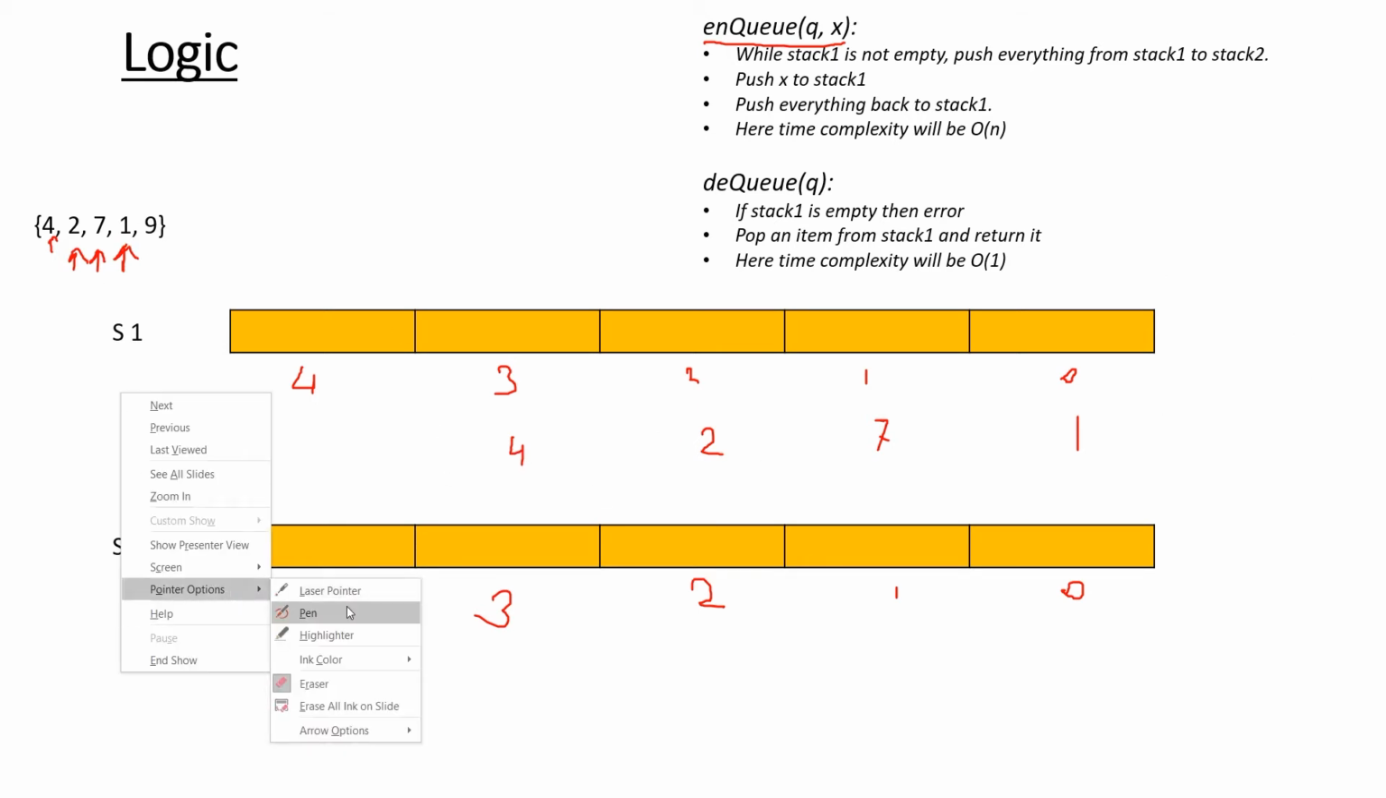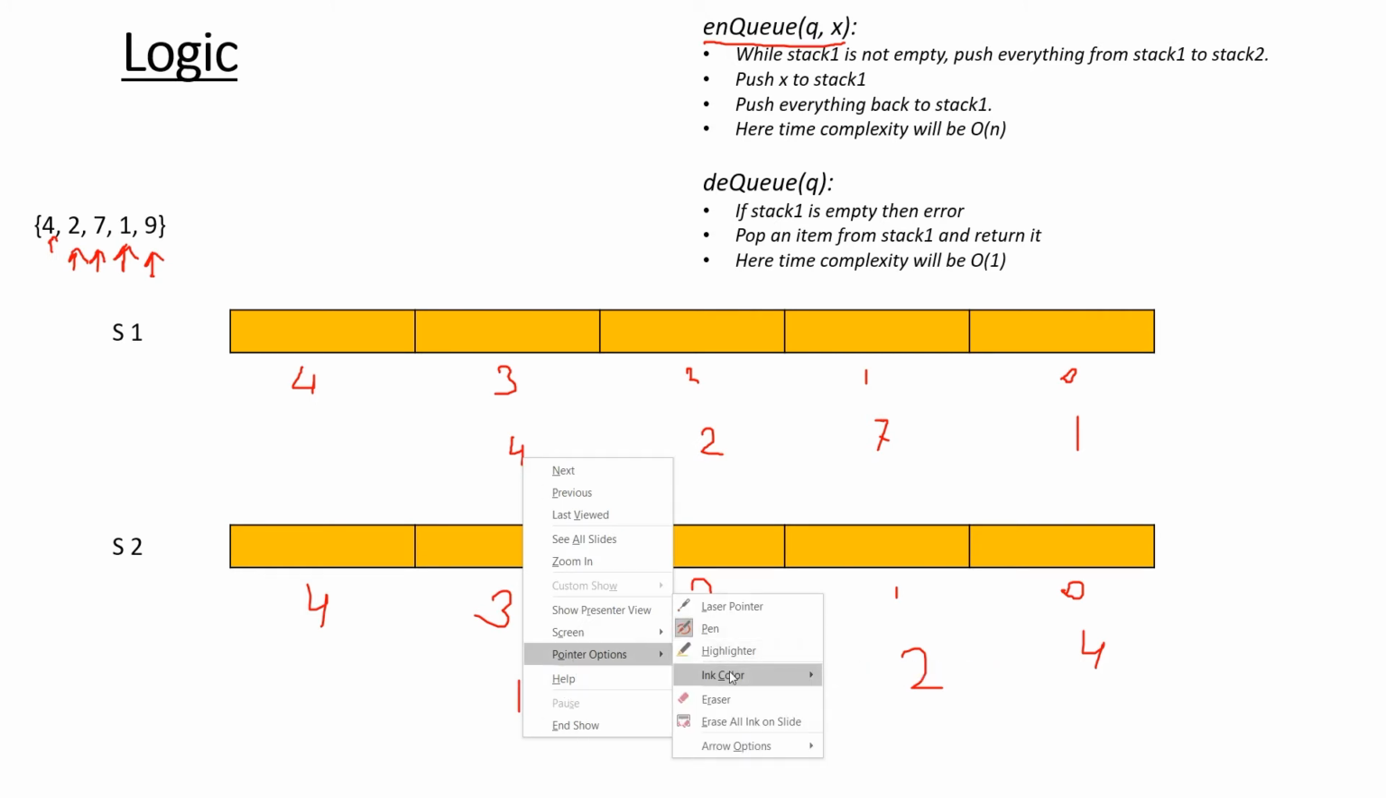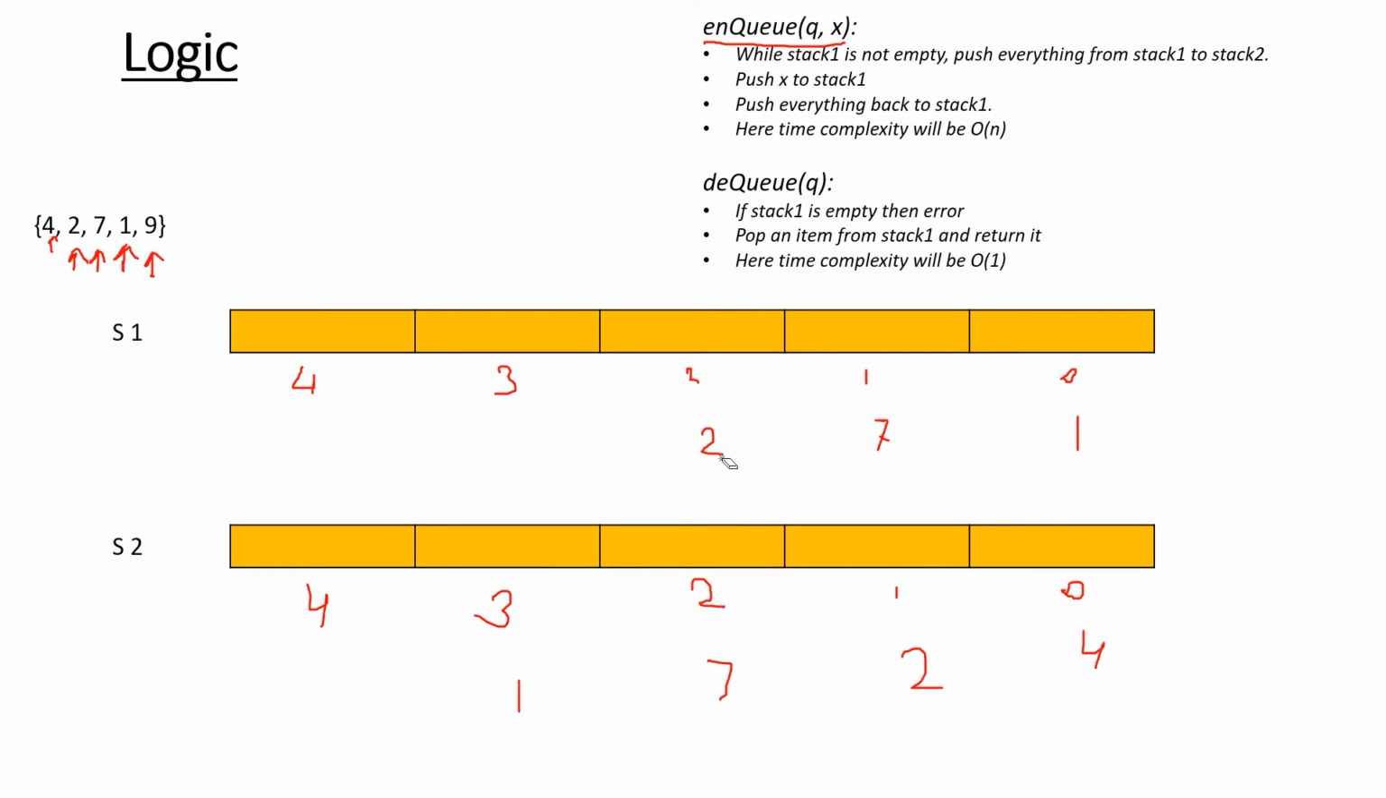Now again, let's insert one more element, which is 9. So before inserting, we have to put these elements here. So 4 will come here because this is the element we inserted last, right? So 4 will come out first. So 4, then 2, then 7, then 1. And these things will get deleted from here also. So let's delete this. So 4, 2, 7, and 1 got deleted.